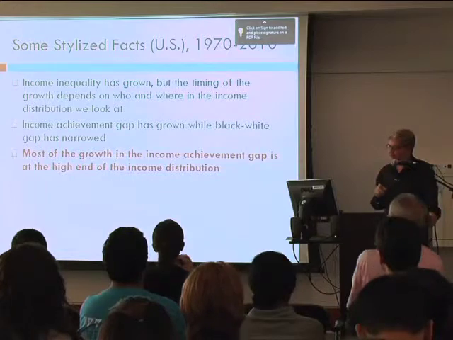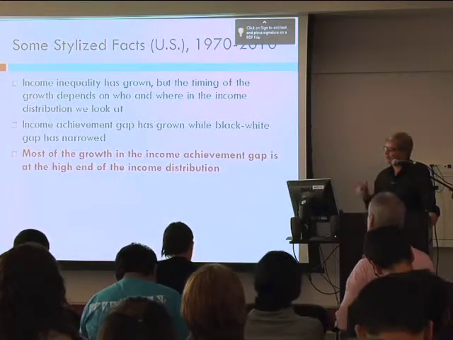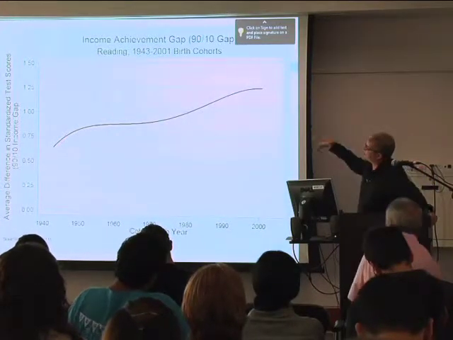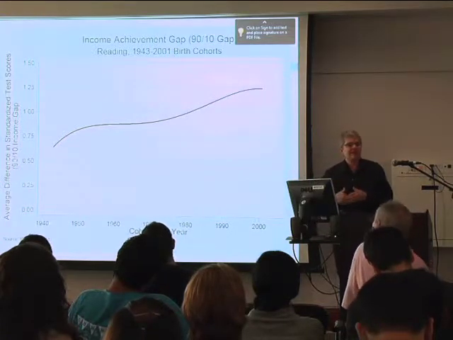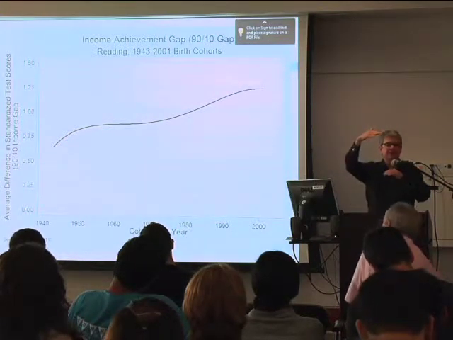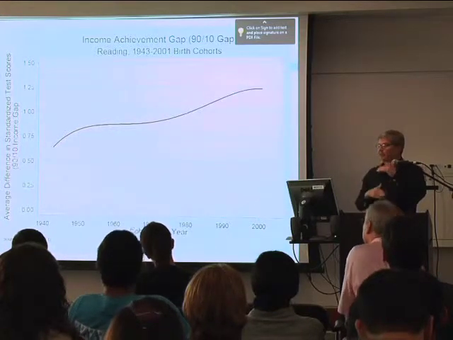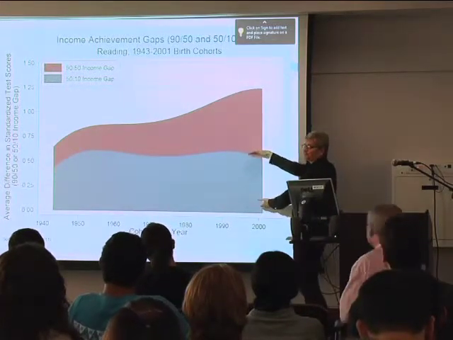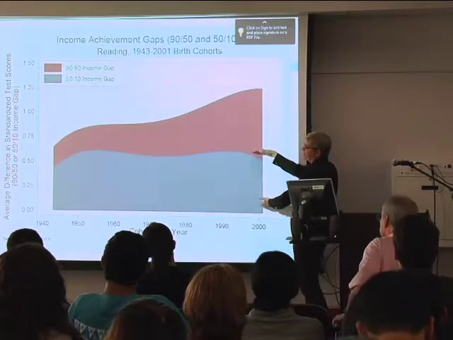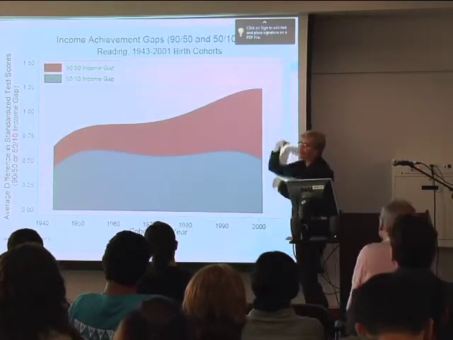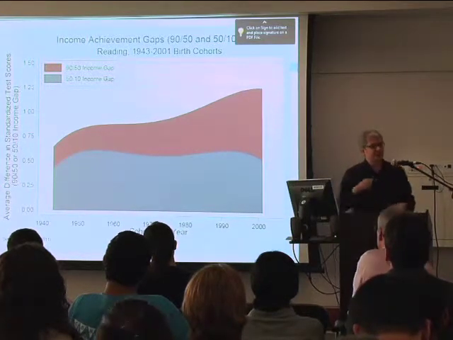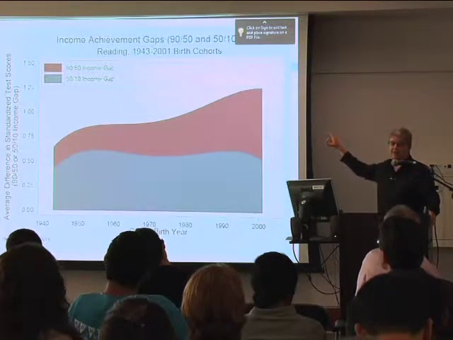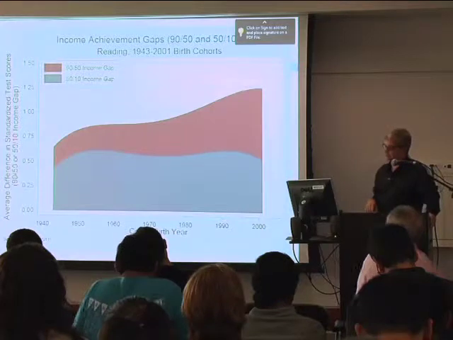The third point I want to make is that most of the growth in this income achievement gap is at the high end of the income distribution. So if we look at our familiar picture now, we can break this down. Remember, this is the difference between the 90th percentile student and the 10th. We can break it into how much is between the 90th percentile student and the median income student, and how much is between the median income student and the 10th percentile student. And this is what we see. The gap between the median income student and the low income student has been roughly the same size for the last 50 years. But it's the gap between the student at the high end of the income distribution and the student at the middle of the income distribution that's grown dramatically. That's responsible for basically all of the growth in the gap over this last 30 years.